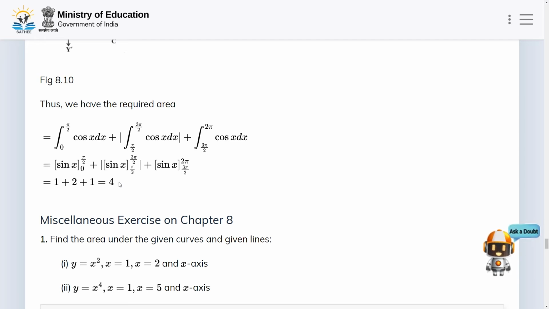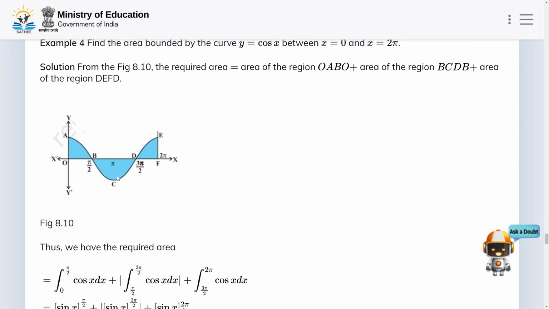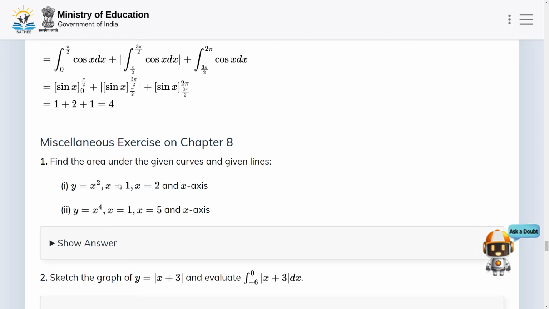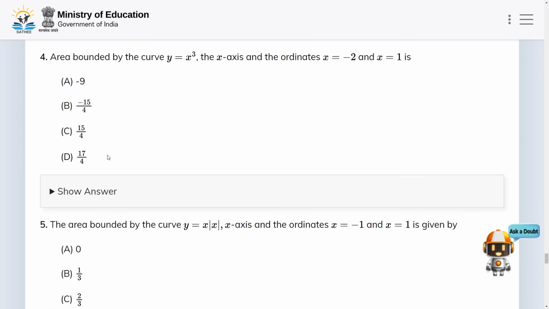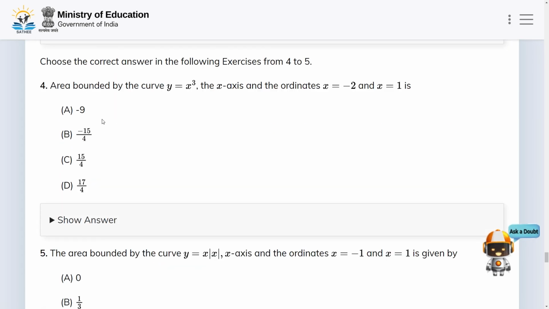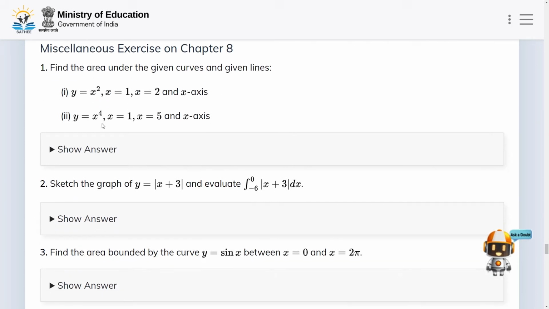Okay, I hope it is clear how we are applying our under the x-axis and above the x-axis concept here in order to find our area. Now, the miscellaneous exercise on this chapter 8 will be the end for this chapter. So how many problems will we be having in this? Only 5 problems. So let me just quickly show you the solutions.